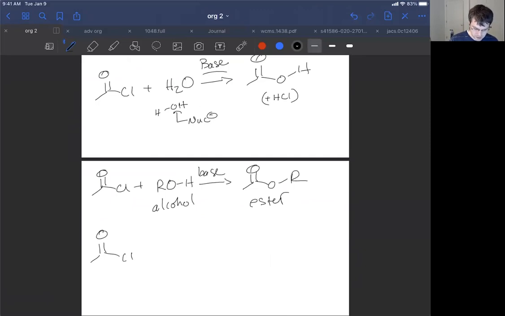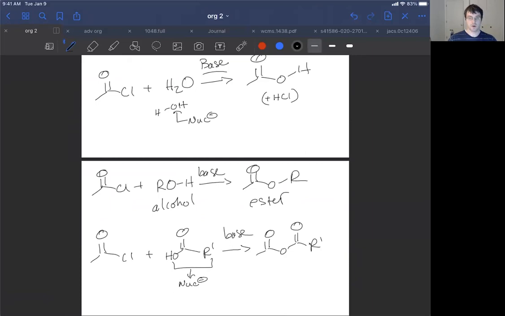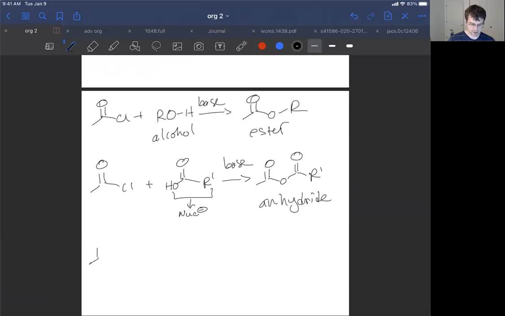We could even take this and react it with a carboxylic acid. I'm going to put an R group over here with some base present. And that's going to make an anhydride. So here in this case, the nucleophile has all of those atoms minus the acidic hydrogen, which is either sopped up by the base or makes HCl, which we have to deal with later. But this then gets this weird looking product, the anhydride. And then lastly, we can take acid chlorides and react them with amines.